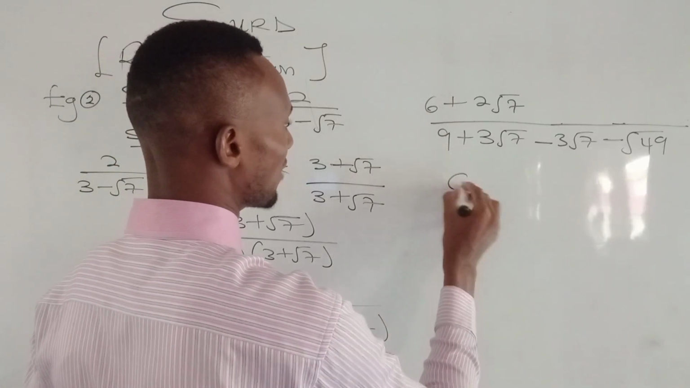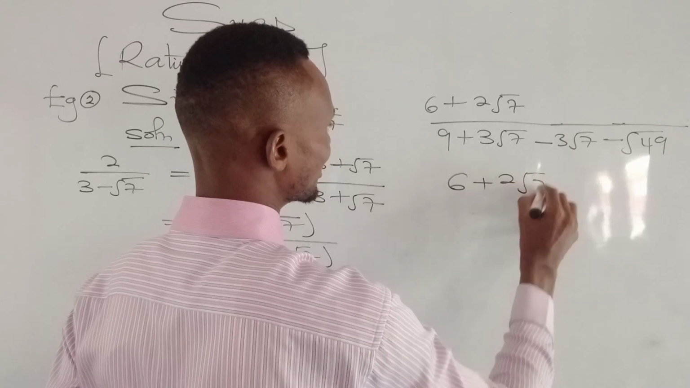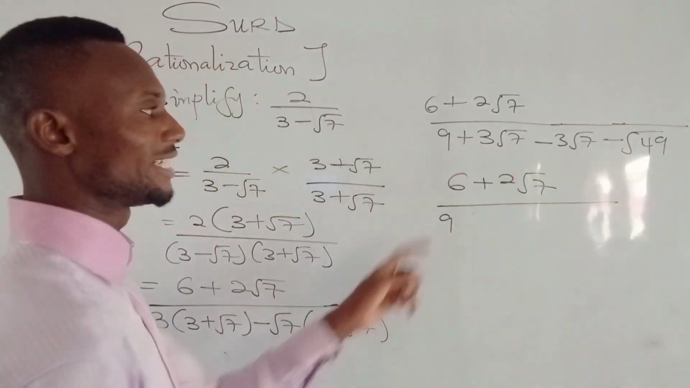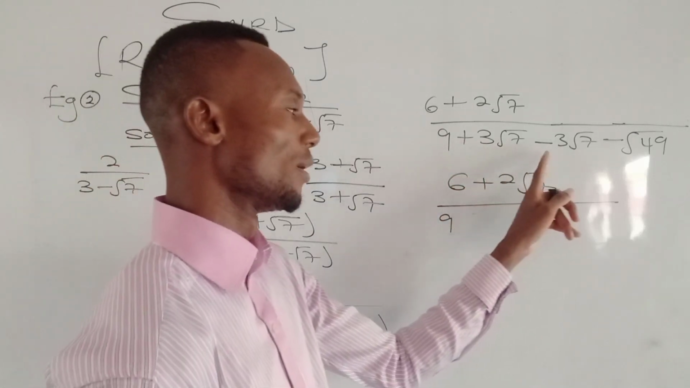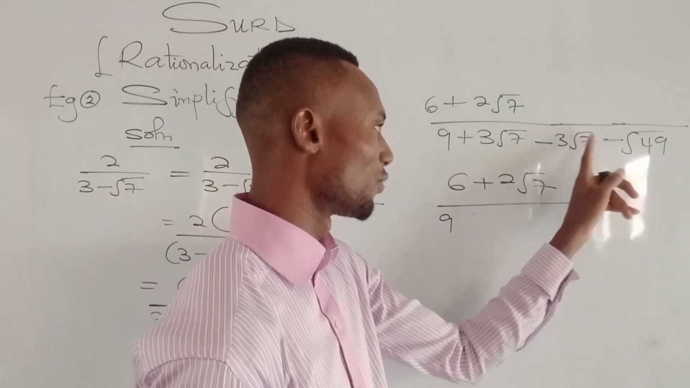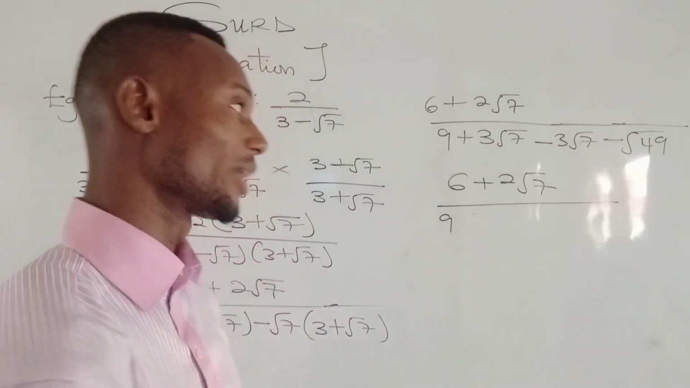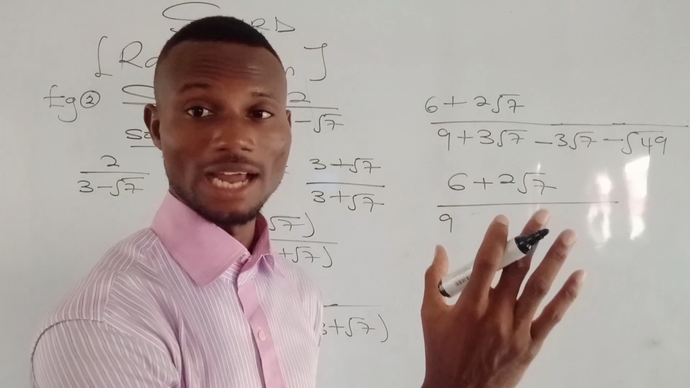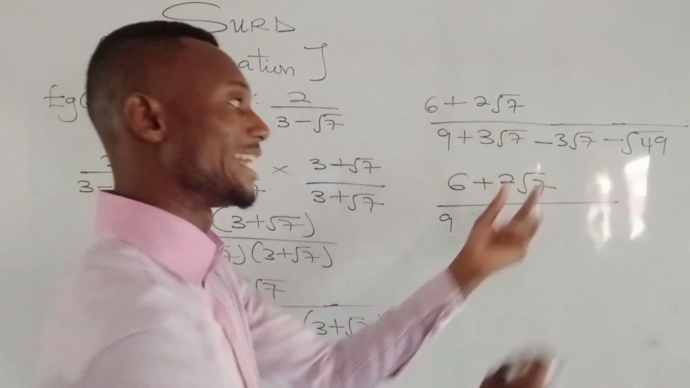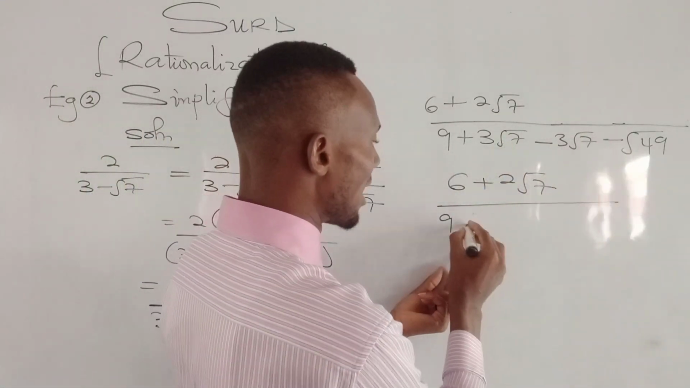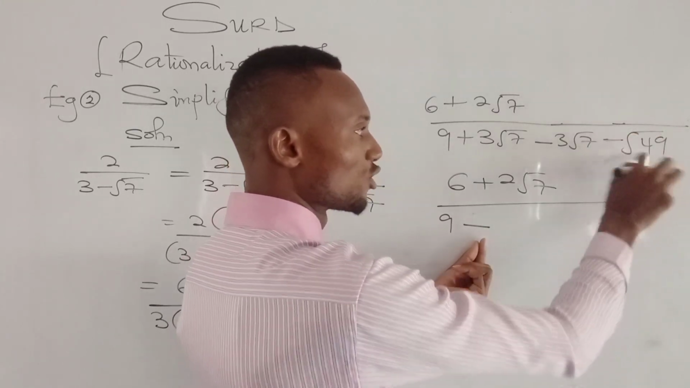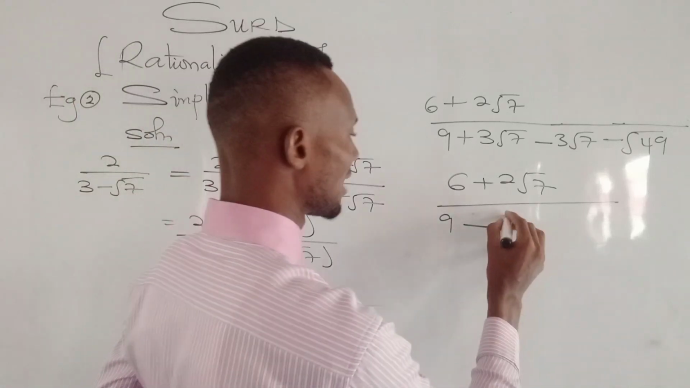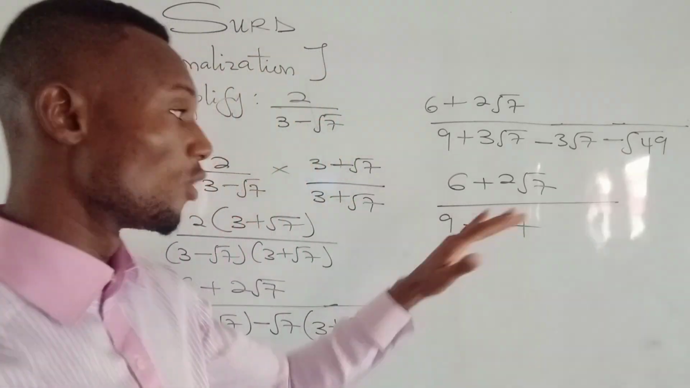Let's simplify further. I'll repeat my numerator, which is 6 plus 2 root 7, all over. Repeat your 9, which is here. You can see that this positive 3 root 7 and this negative 3 root 7 are like terms, so you can simplify. They will cancel away, so it will be left with 0 here. Then we repeat our minus. The square root of 49, we know the answer is 7, so we write our 7 there.